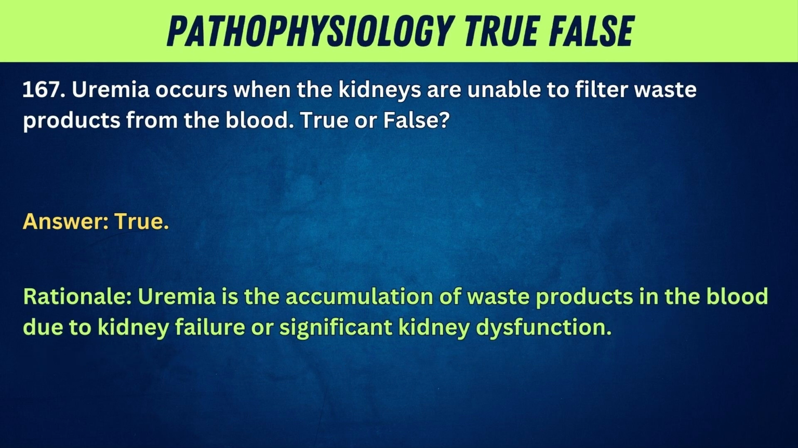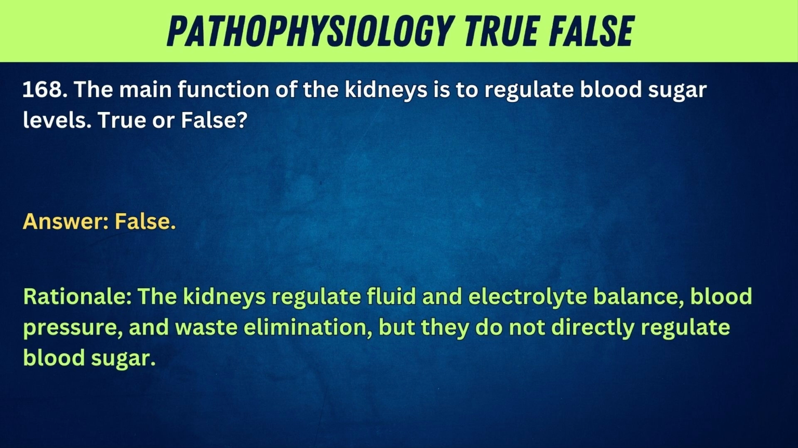167. Uremia occurs when the kidneys are unable to filter waste products from the blood. True or false? Answer: true. Rationale: uremia is the accumulation of waste products in the blood due to kidney failure or significant kidney dysfunction. 168. The main function of the kidneys is to regulate blood sugar levels.